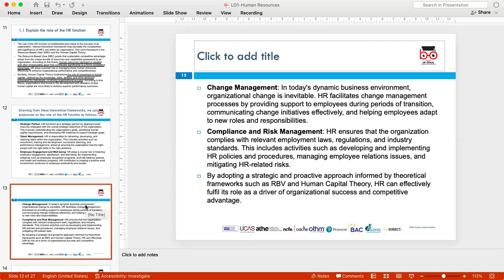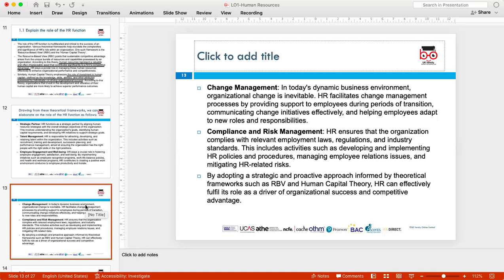Change management. In today's dynamic business environment, organizational change is inevitable. HR facilitates change management processes by providing support to employees during periods of transition, communicating change initiatives effectively, and helping employees adapt to new roles and responsibilities.